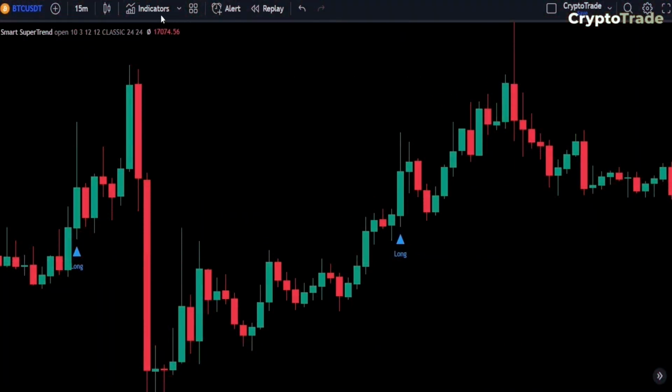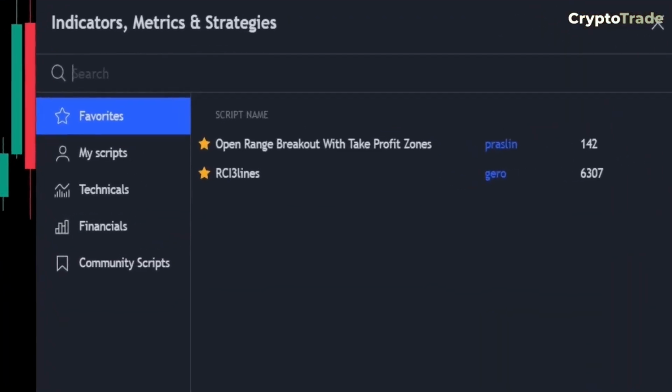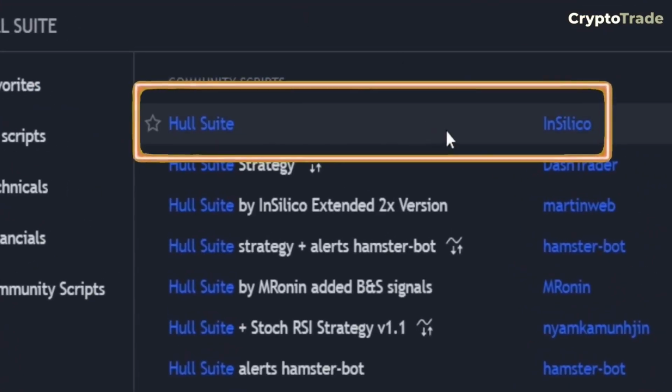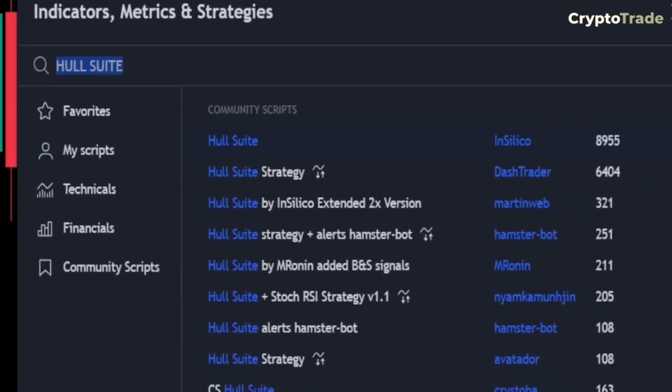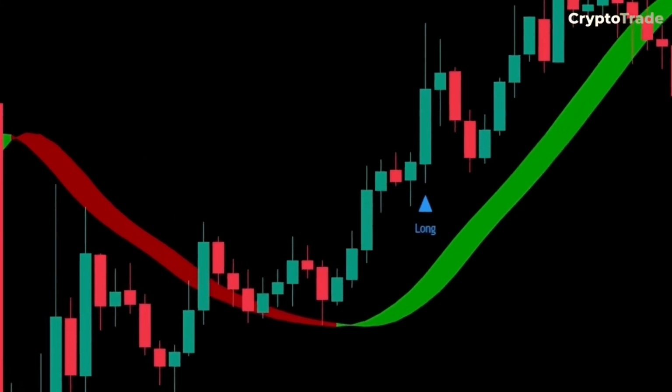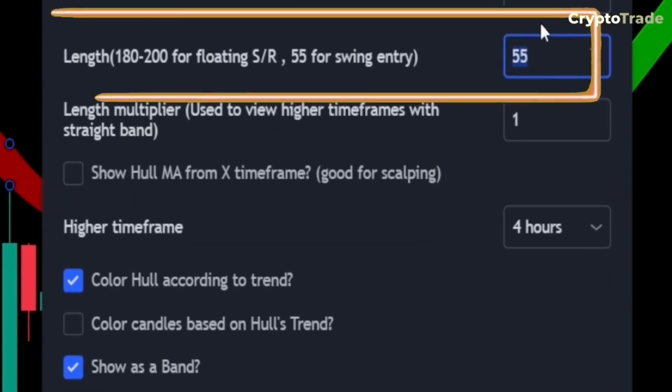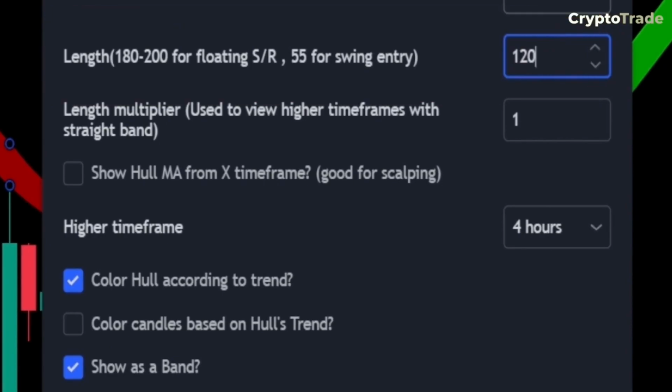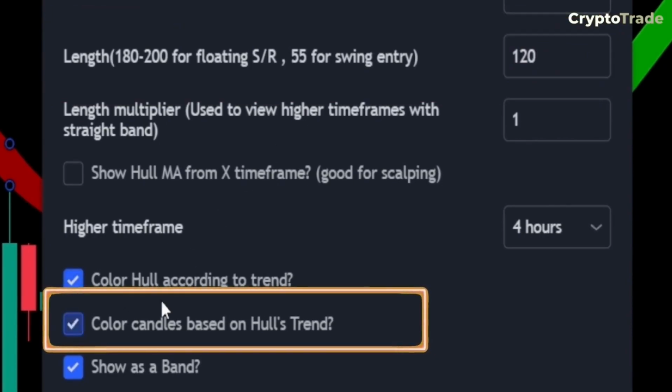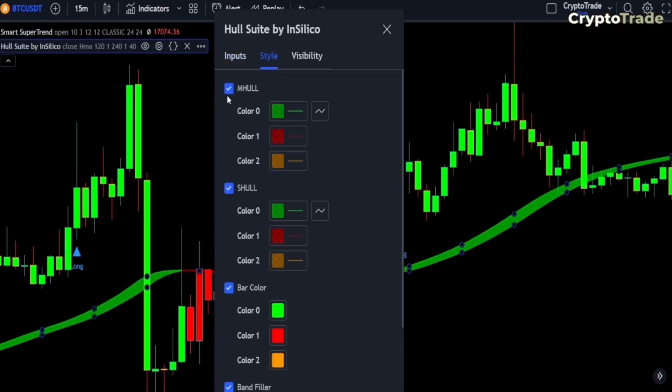Open again the indicator search bar in TradingView and type Whole Suite. Select the indicator as shown in the video. Click on Settings and in Inputs tab, change set length to 120. Select Color Candles checkbox. In Style tab, unselect all checkboxes except Bar Color checkbox.